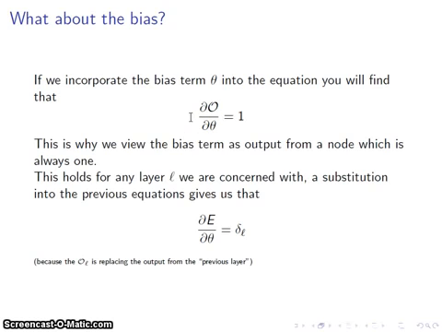Also, if you run through the previous procedure looking at this derivative, you'll find that it holds for any layer, regardless of whether it's an output layer or a hidden layer. This is because the output of the layer is replacing the output from the quote-unquote previous layer. So you'll see that the rate of change of error with respect to theta, which is what we're concerned with, ends up being exactly just delta sub L, where L is whatever layer you're looking at. And this is for all layers, so you're totally free to do it.